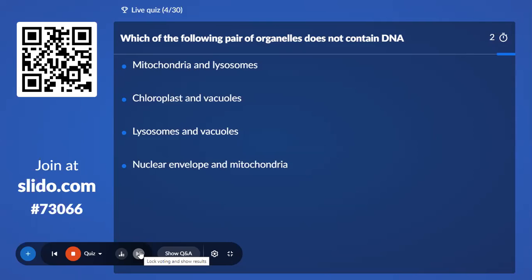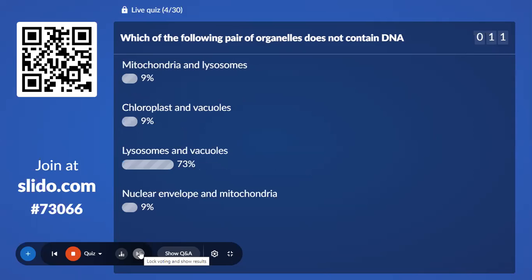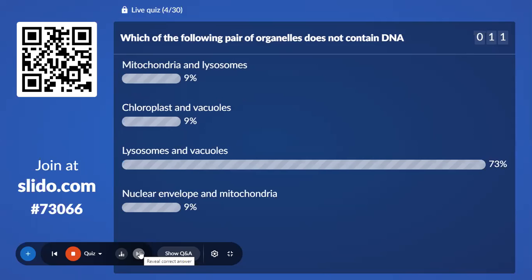And moving on to the poll rate. Let's check it. And 73% students voted it as option C and revealing the correct answer as lysosomes and vacuoles. Moving on to the fifth question of the day. Is that clear, guys? Is it okay for you?